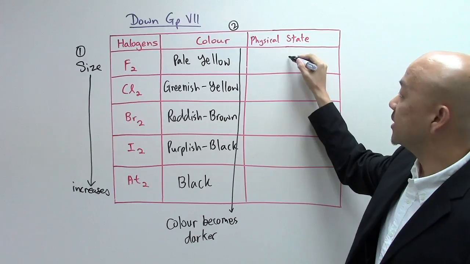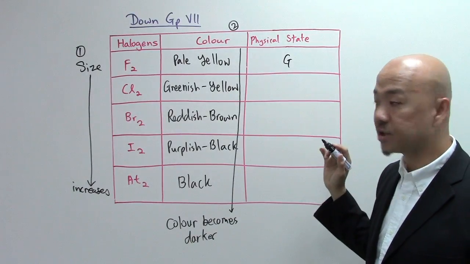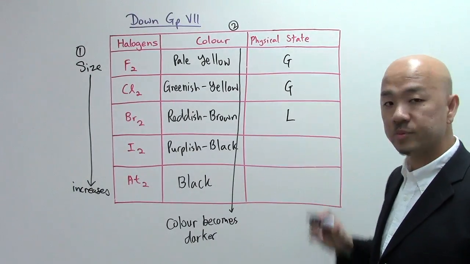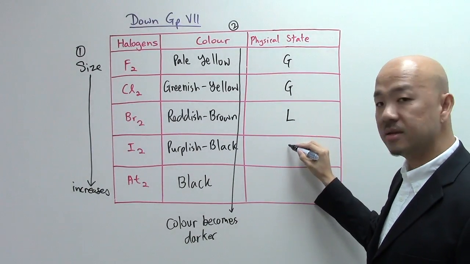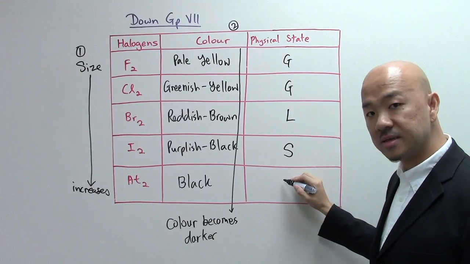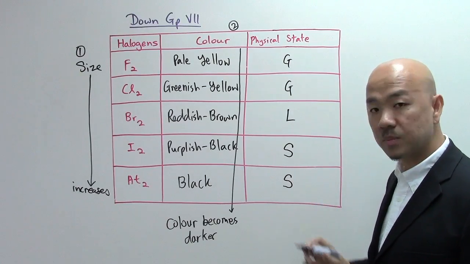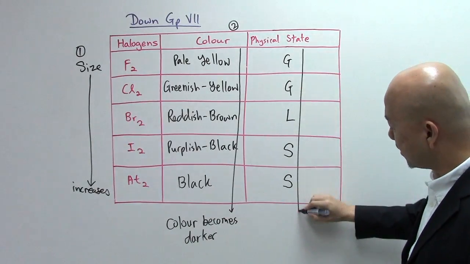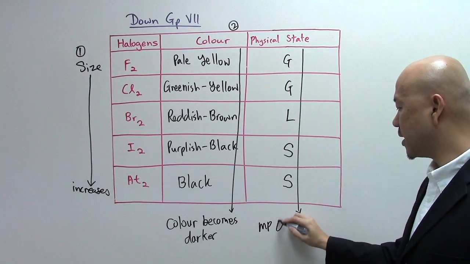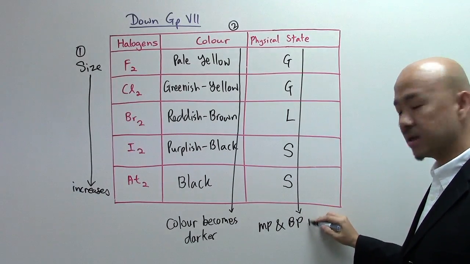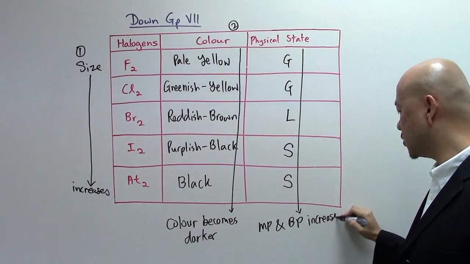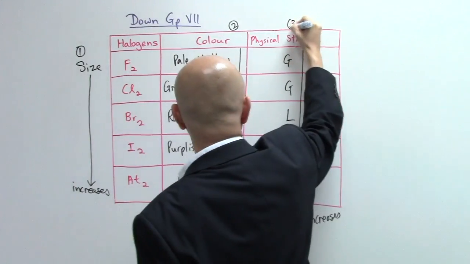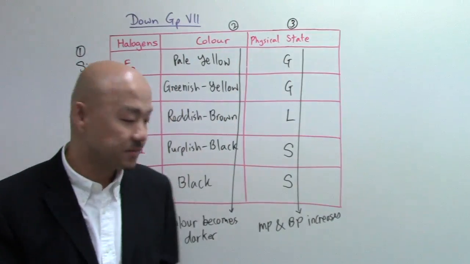Fluorine is a gas at room temperature and pressure. Chlorine is also a gas. Bromine is known to be a liquid. Iodine is a solid, and astatine is also a solid. So from the top to the bottom, you can see that the melting point and the boiling point increases as we go down group 7. This will be the third trend that will be tested.